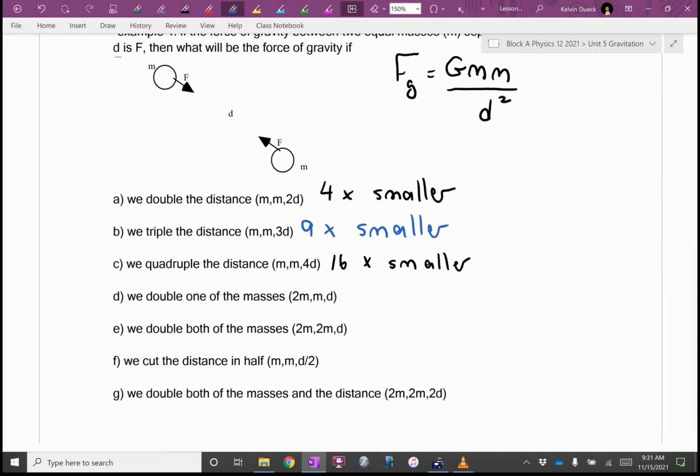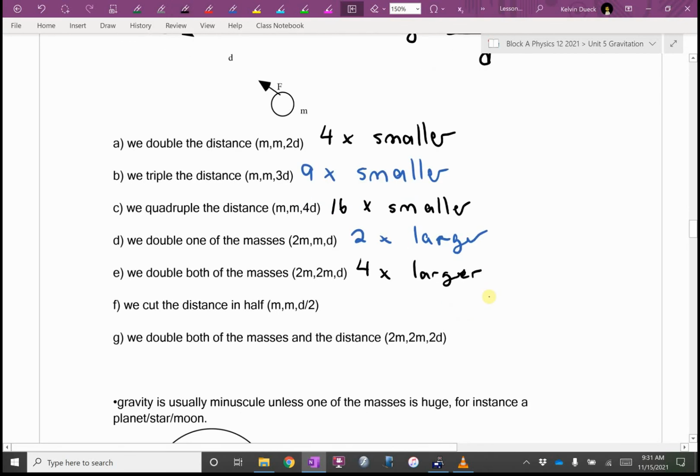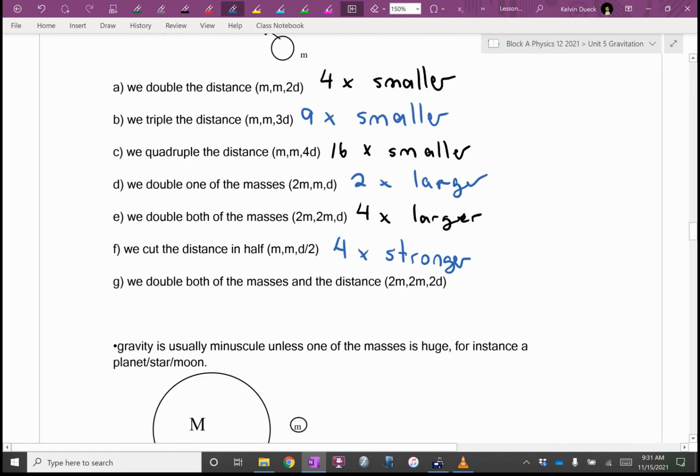What if we double one of the masses? First of all, if we make m bigger, will F become bigger or smaller? Bigger. Is there a squared on the m or anything like that? So I think this is going to be 2 times larger. What if we double both masses? What if we cut the distance in half? 4 times stronger. Good. What if we double both masses and double the distance?